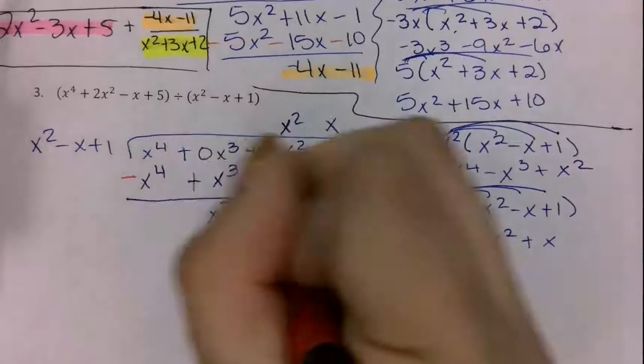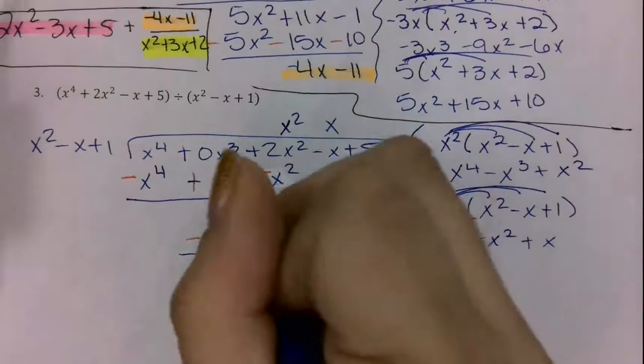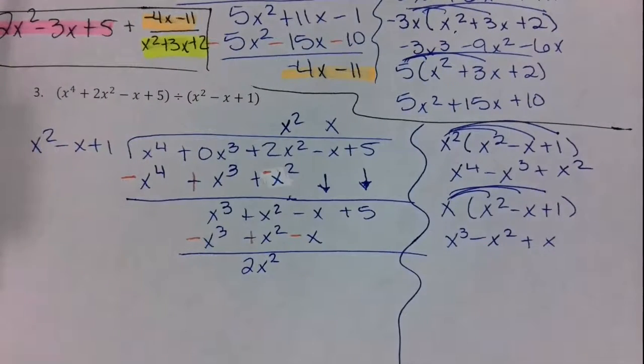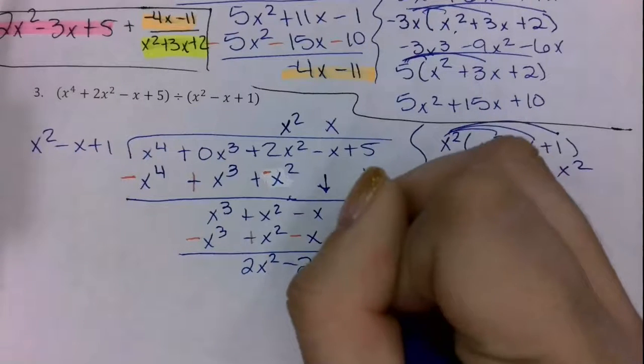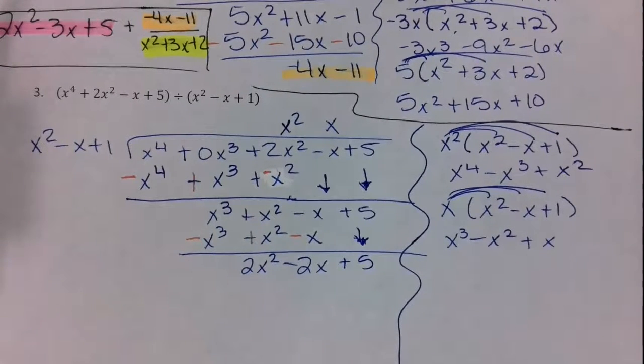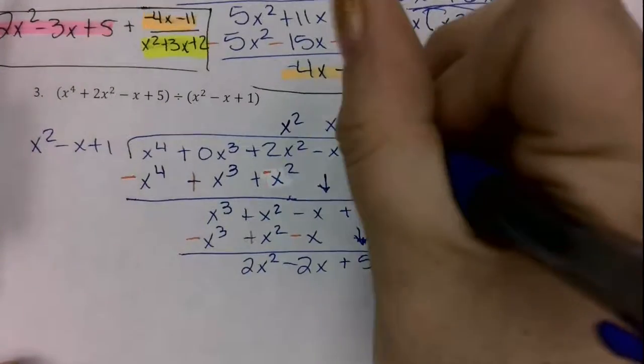Okay, so then I want to go ahead and change my signs. And then I can add. So x cubed minus x cubed goes away. X squared plus x squared gives me... negative x minus x gives me... and the 5 just goes straight down. Okay, so I'm looking for what multiplies by x squared to turn it into 2x squared. 2.